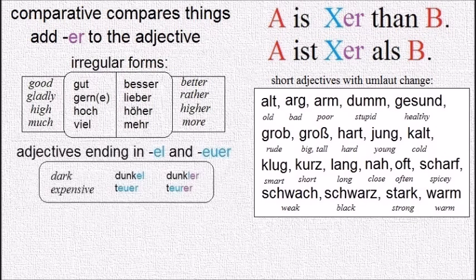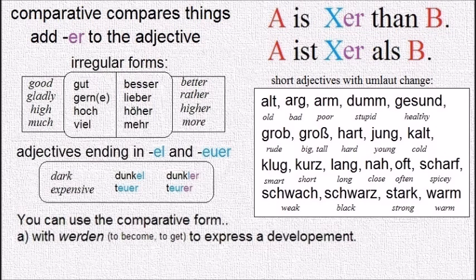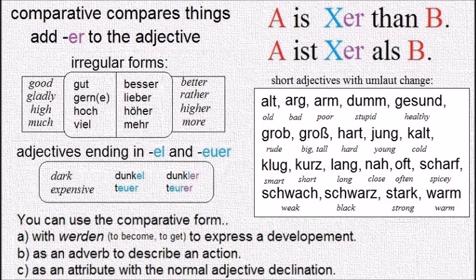Adjectives ending in -el or -euer lose that e. Dunkel, dunkler, teuer, teurer. You can use the comparative with werden to express a development. You can also use it as an adverb to describe an action. And you can use it as an attribute. It needs the normal adjective declination then.